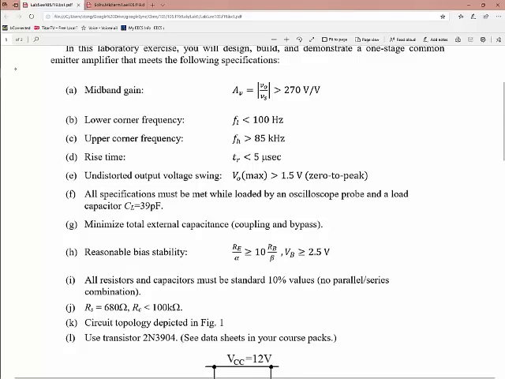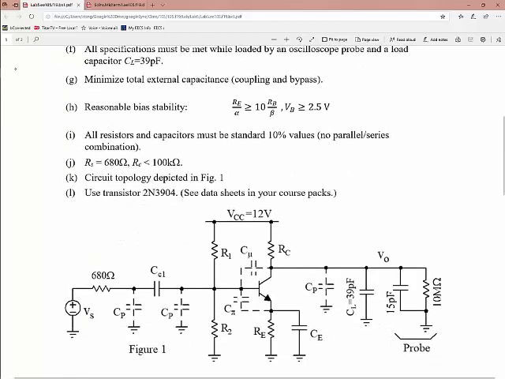You're going to have an upper corner frequency of 85 kilohertz. Your rise time has got to be less than 5 microseconds. Your undistorted output voltage swing, which we'll talk about in succeeding lectures, has got to be greater than 1.5 volts, 0 to peak. This is on a 12 volt rail, so you're going 12 volts to ground in this.